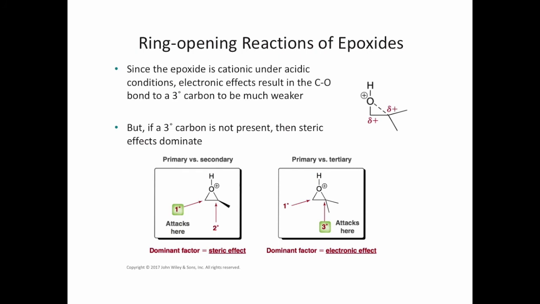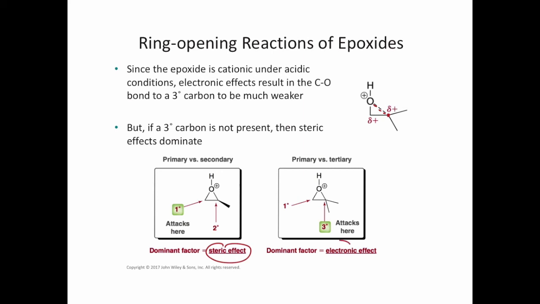Now the reason for this is that the epoxide is positively charged under acidic conditions, and when you have a tertiary carbon, it will be able to stabilize the partial positive charge better than a primary or a secondary. So this bond ends up being weaker, and you have more of a partial positive on that carbon. When you don't have a tertiary carbon, that effect is not as strong, and then the steric effect dominates, where the nucleophile is just going to attack the most accessible carbon with less atoms in the way.